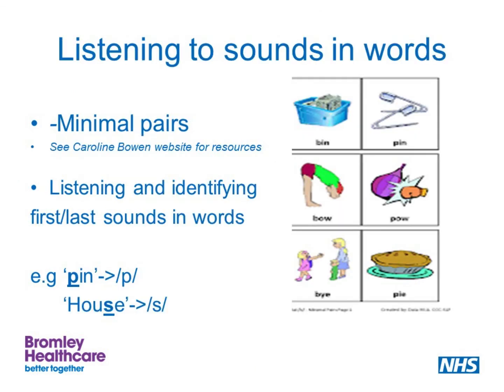We may also work on helping a child to hear the difference between sounds when they're said in words, and often we'll use what's called minimal pairs. So in phonology, minimal pairs are pairs of words that differ in only one sound and have distinct meanings. And they're used to show the child that there are in fact two distinct sounds, for example p and b rather than just one. The examples here are bin and pin and bow and pow.